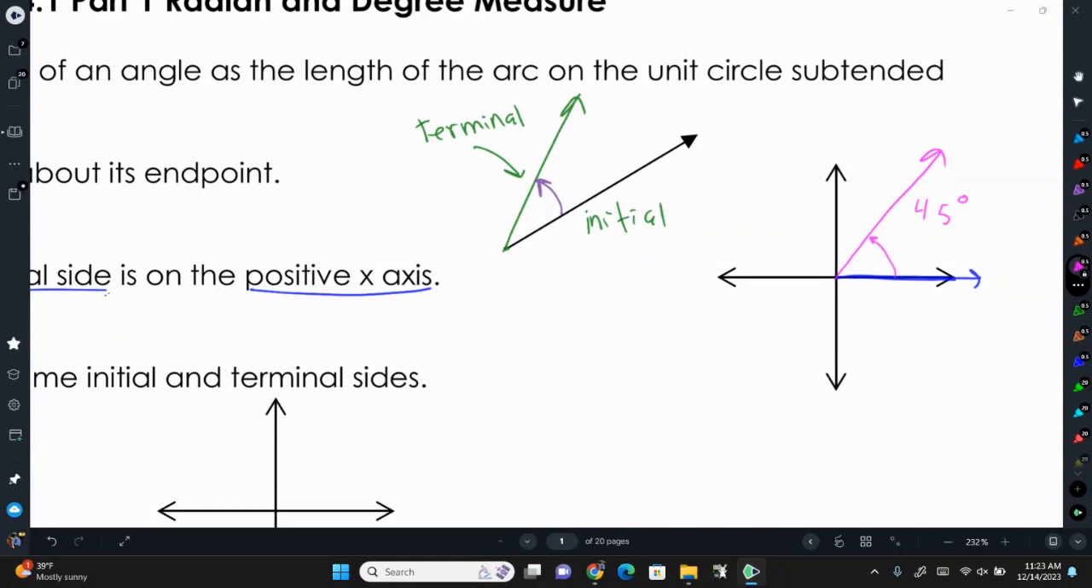Now a negative angle would go in the other direction. It would go clockwise. And we would say that this is negative 45 degrees because we start from our same initial side, but we're going down. Now you might be looking at this and say, well, what's the difference between going negative 45 degrees down and then going positive 350 degrees, going this way? Well, you are going to end up at the same spot, but your rotation is different.